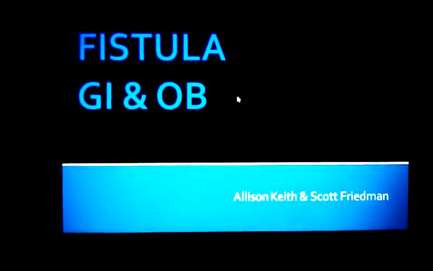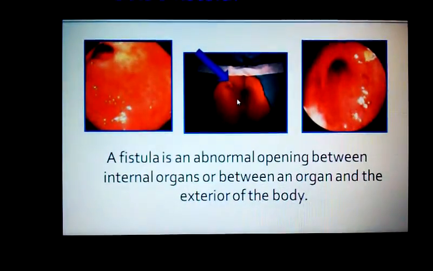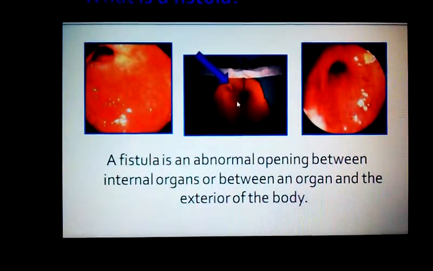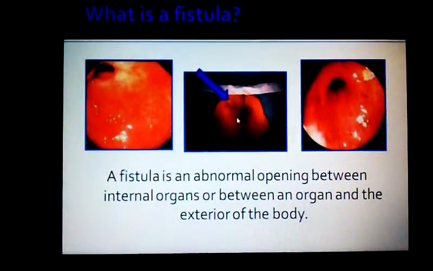and OB fistulas. So what is a fistula? A fistula is an abnormal opening between internal organs or between an organ and the exterior of the body.